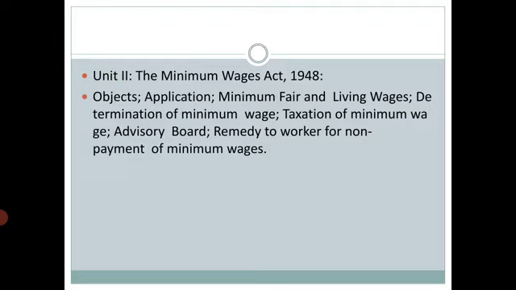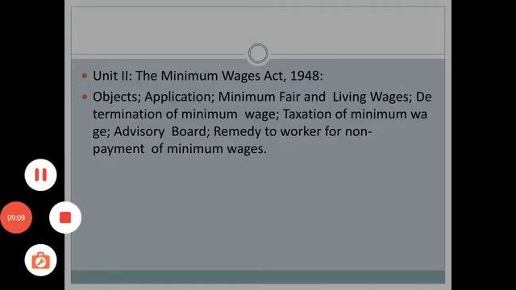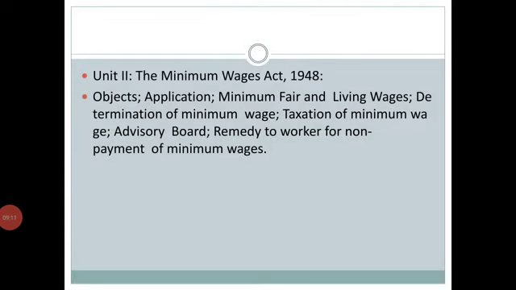Yes, the wages equal to what he needs, is it? So how much wage should be paid? This is determined under the Minimum Wages Act 1948. So the wages are determined as per the Minimum Wages Act enacted in 1948.